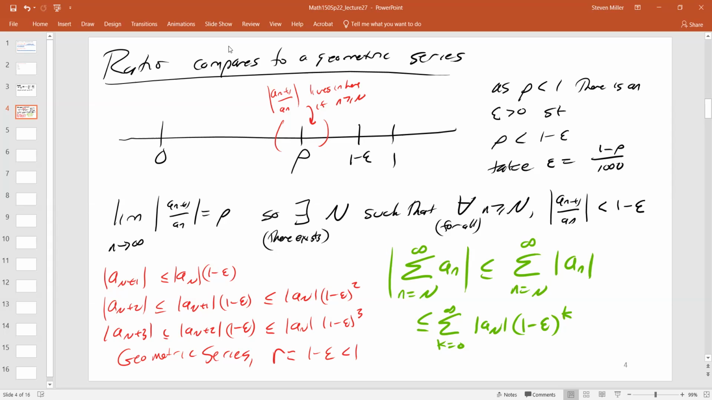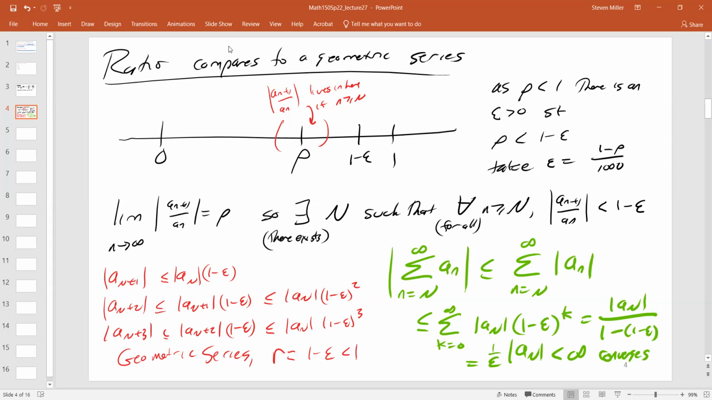Oh, this is a geometric series, right? I've multiplied every term by the absolute value of an. Is that going to affect convergence? No, I'm just multiplying everything by the absolute value of an. So this is going to just be the absolute value of an over 1 minus r. So this is just going to equal 1 over epsilon times the absolute value of an, which is less than infinity. It converges.